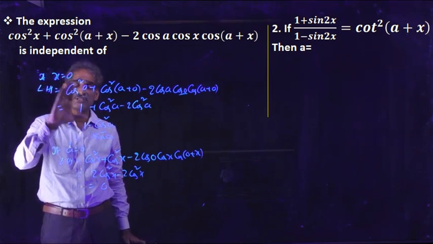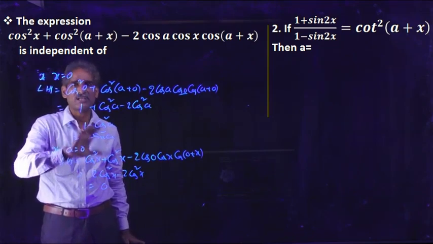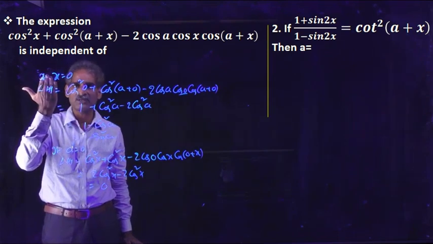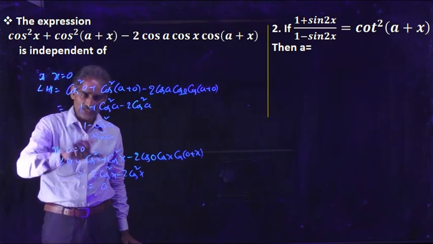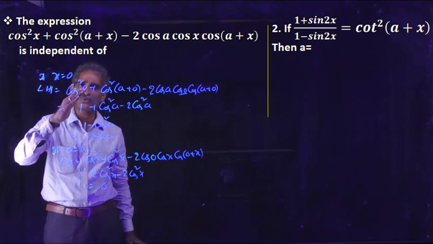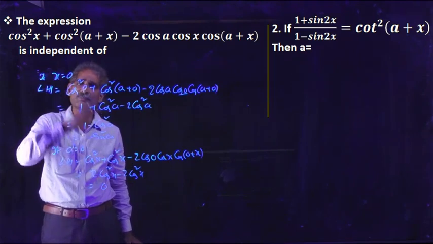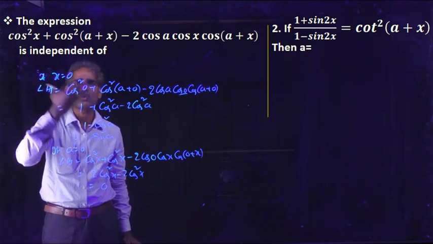Okay, that means this is not independent of a. Maybe independent of a, dependent on x, no, I don't know. In case of this expression at x equal 0, whatever the x value, we are getting a value in terms of a, which means it is dependent on x. We don't know about the x.